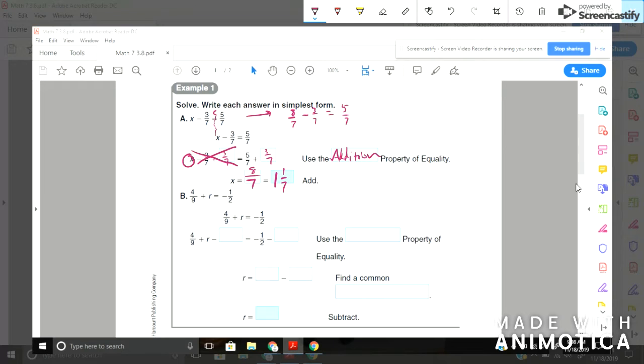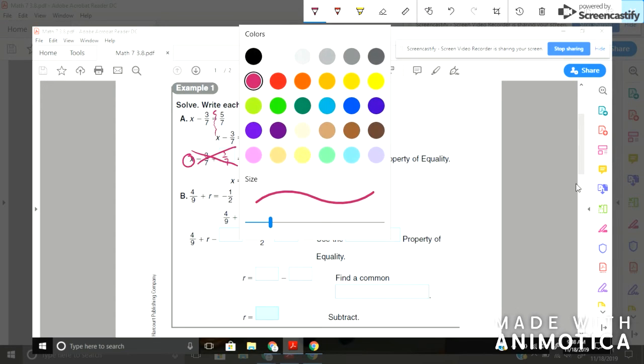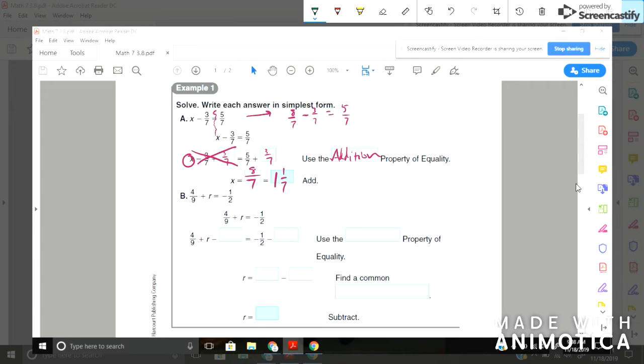For letter B now, we'll have to use a different property, because I see right away that we're adding. So I have 4/9 plus something is going to give me negative 1/2. To undo adding 4/9 on this side to get r all alone, I'd have to subtract 4/9 on both sides. So I'm going to use the subtraction property of equality, just to undo this 4/9. So I'm going to subtract 4/9 on both sides.